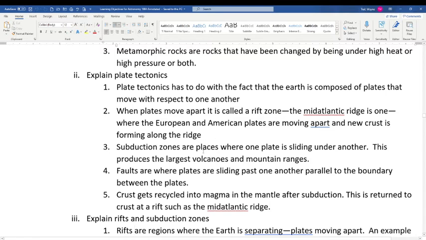Subduction zones are places where one plate is sliding under another. This produces the largest volcanoes and mountain ranges. So the west coast of South America, for example, has large volcanoes and mountains. Faults are where plates are sliding past each other parallel to the boundary. I'll show you one of those in a second. We'll go back to that figure. Crust gets recycled into magma in the mantle after subduction. So the crust that passes under the South American plate is going to be recycled and turned back into crust in the Mid-Atlantic Ridge or someplace.